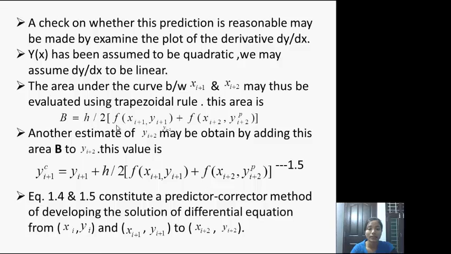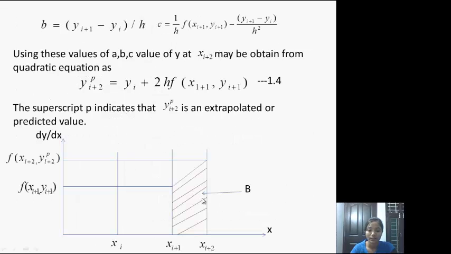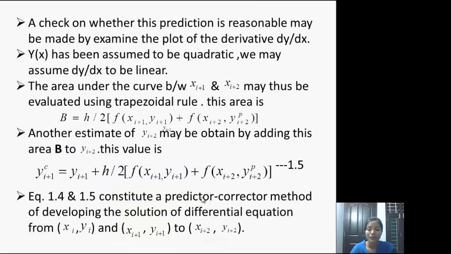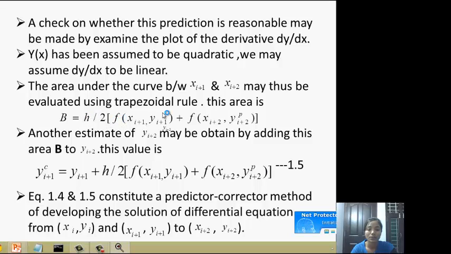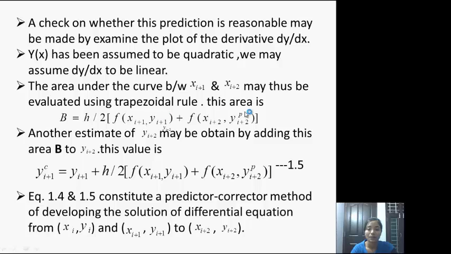So this area can be found out by the trapezoidal rule, and this area is going to be h by 2 times f of xi plus 1 comma yi plus 1 plus f of xi plus 2 comma yi plus 2 predicted. We'll use the predicted value of yi plus 2. Another estimate of yi plus 2 may be obtained by adding this area to yi plus 1. So we'll have our corrected value of yi plus 2.